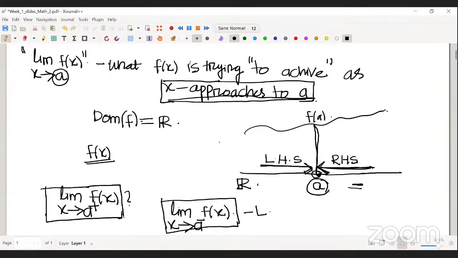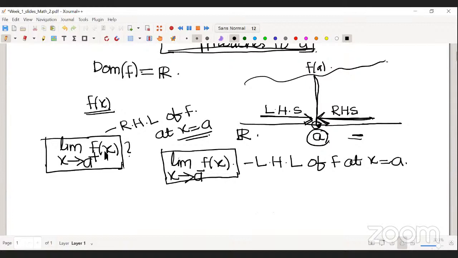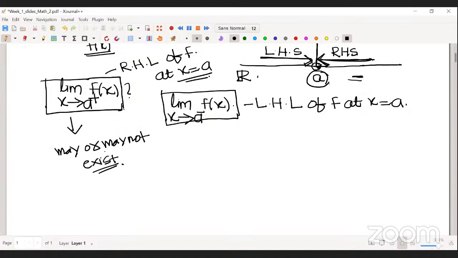This is called the left hand limit of f at x is equal to A, and this is called the right hand limit of f at x is equal to A. So these two things may or may not exist. Both the left hand limit and the right hand limit may or may not exist.